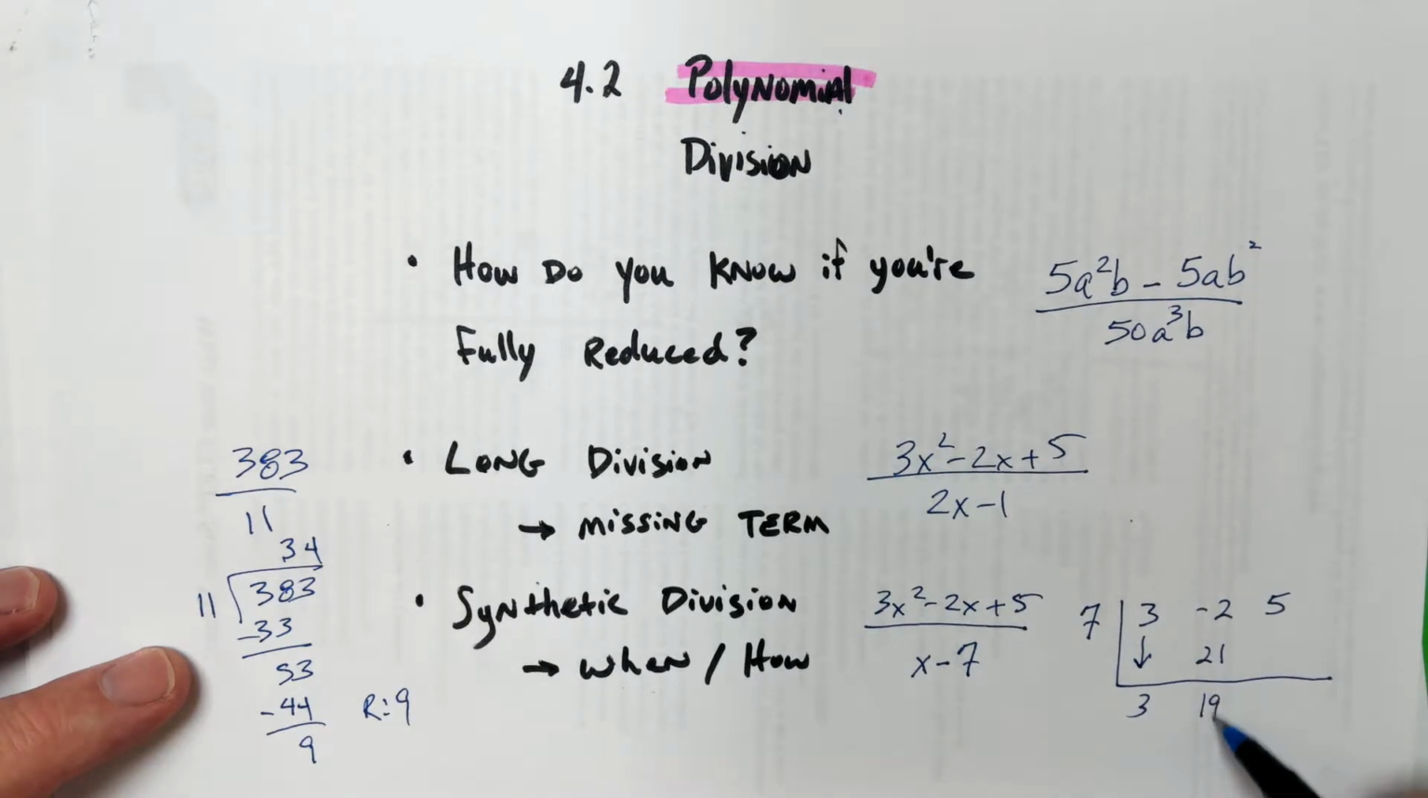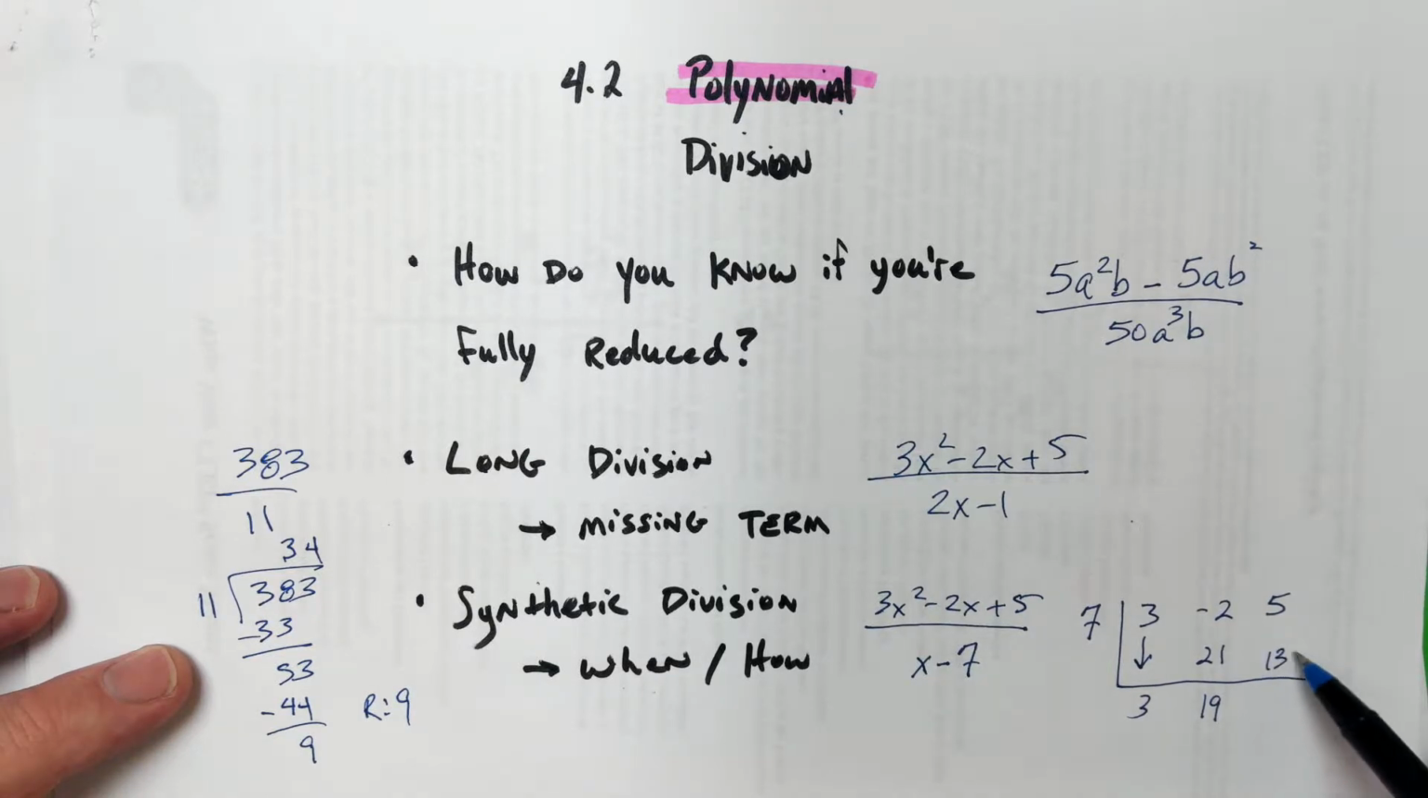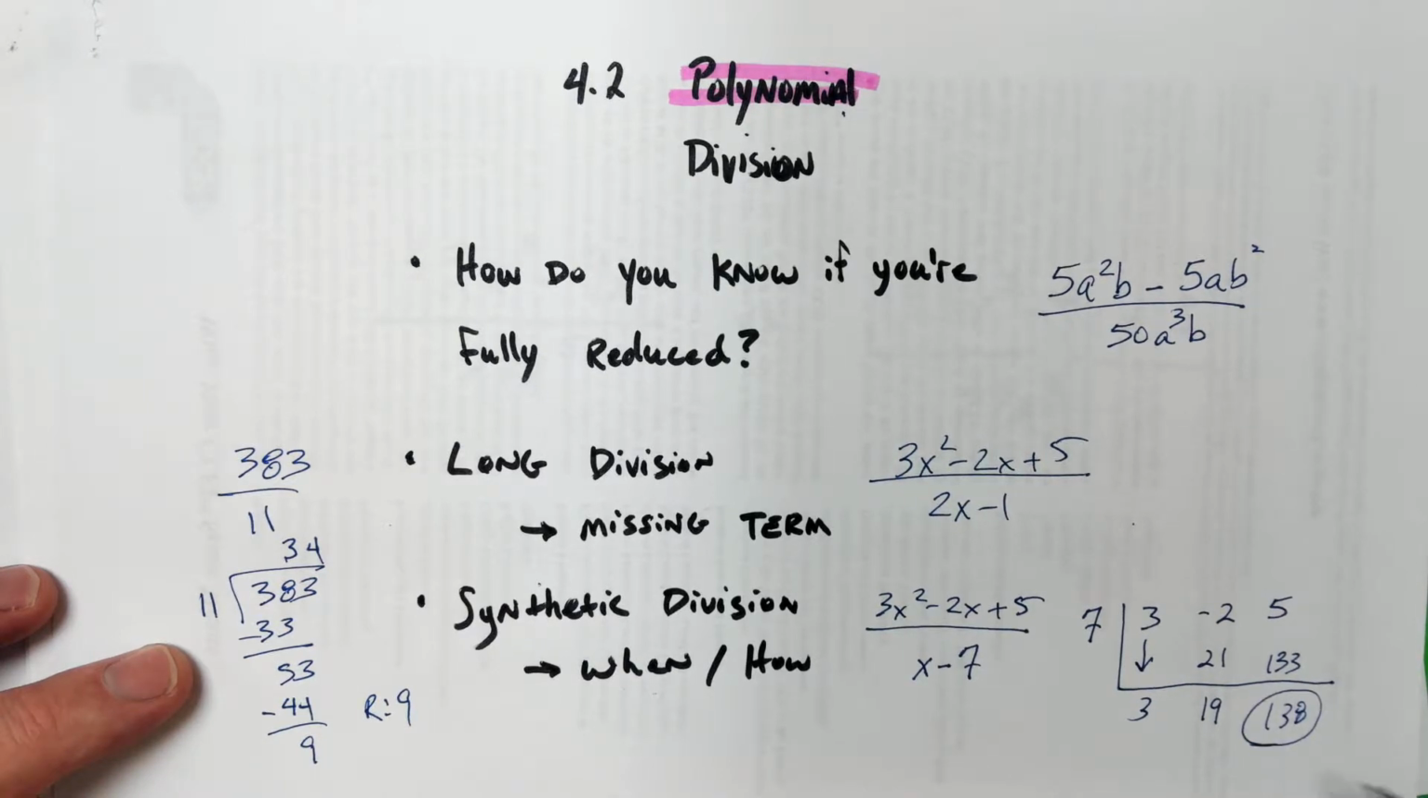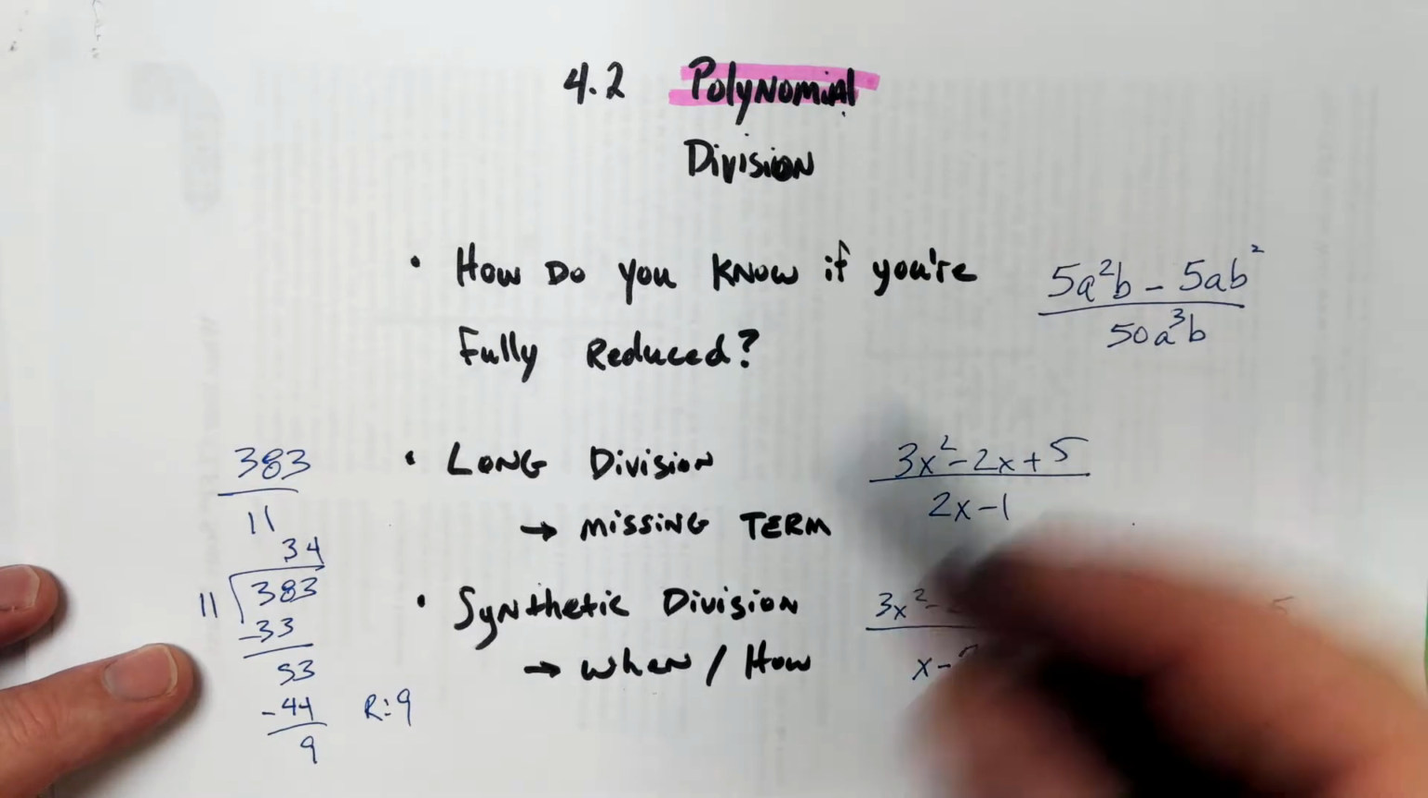And that's 19, and then I don't know what 7 times 19 is. Oh well. So, wait, what's 7 times 20? 140. So this would be 7 less than that, right? Yeah. And so you'd add those together, 138, and this would be your remainder. That's what we're going to see right now. We're going to learn how to do all that.